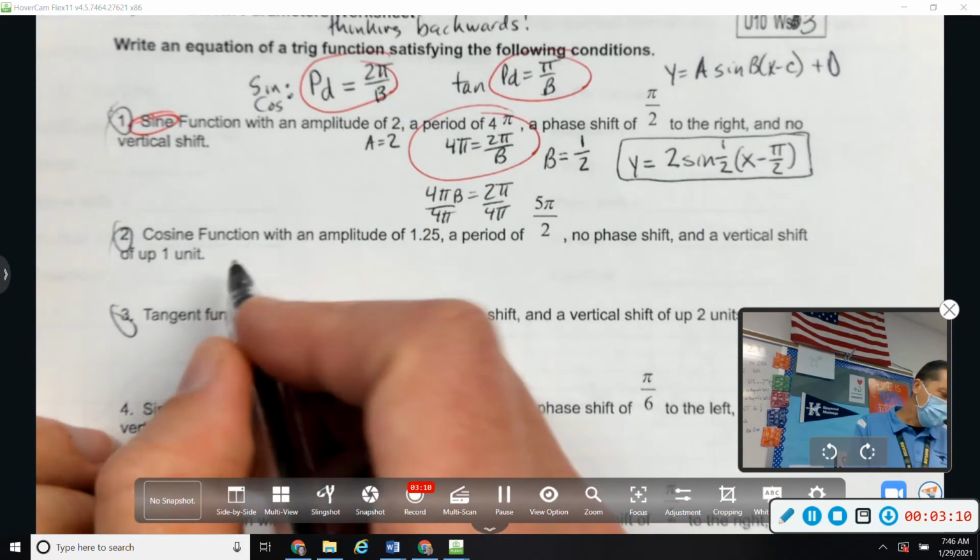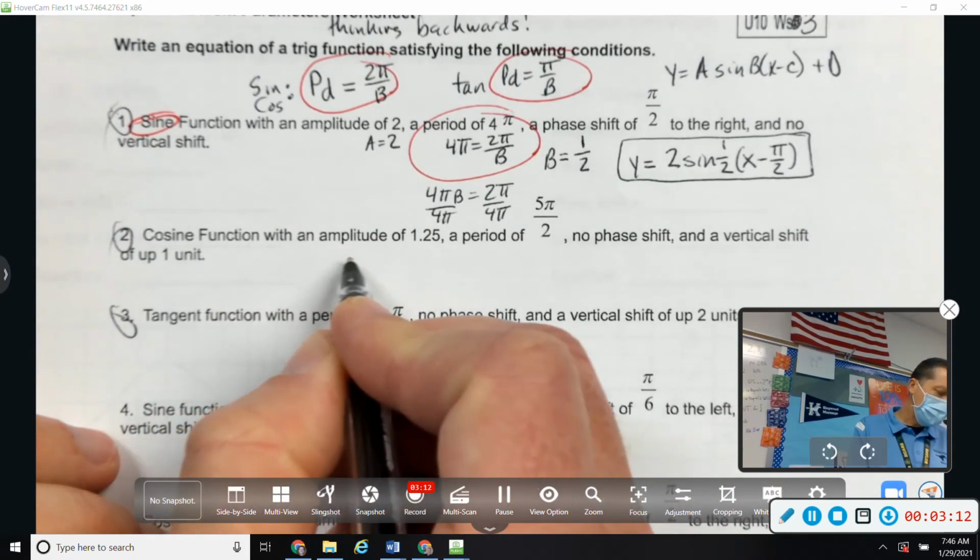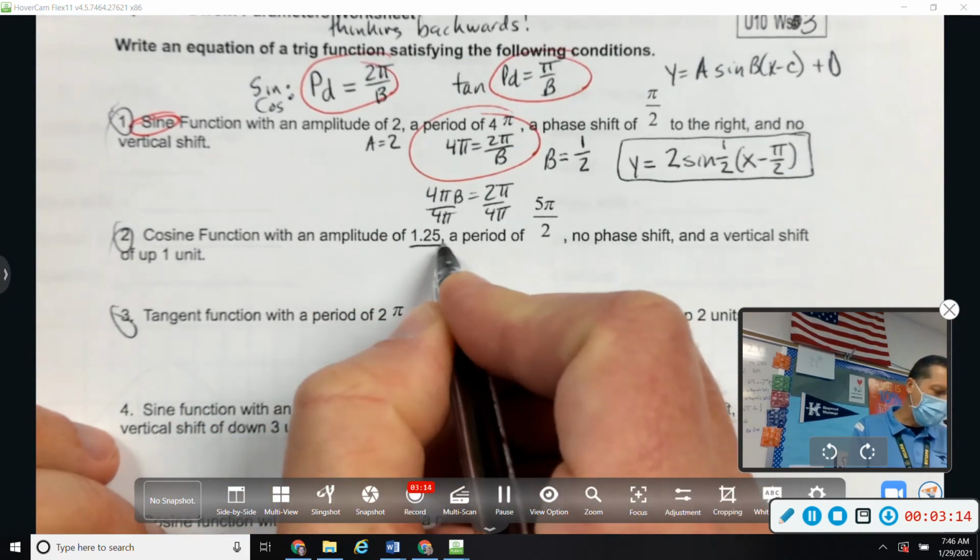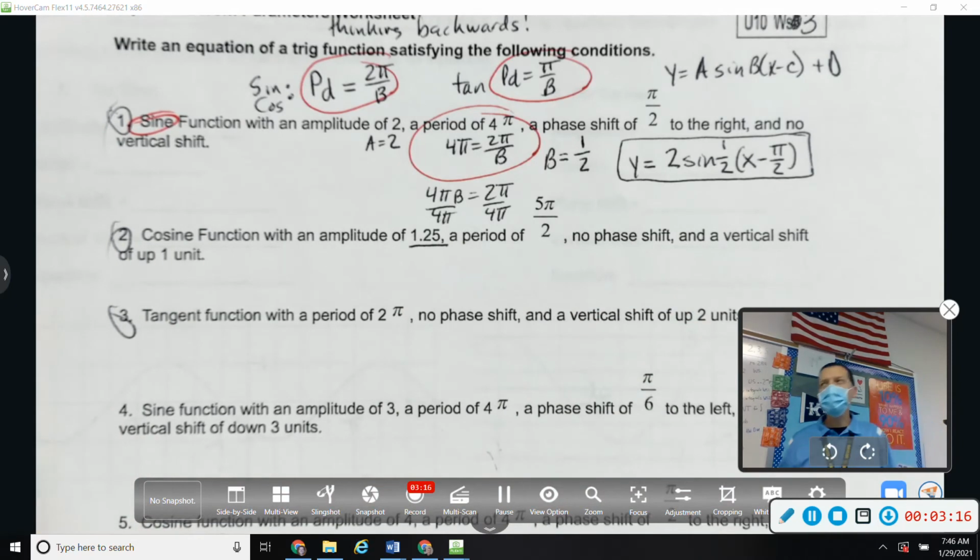Number 2, cosine function, amplitude of 1.25. By the way, we can give you some weirder numbers on today's worksheet because you don't have to graph them. So yes, some of these graphs would be kind of weird because we're going to throw some weird numbers in there, but the equation's easy to write, even though the graph would be a little bit more difficult.